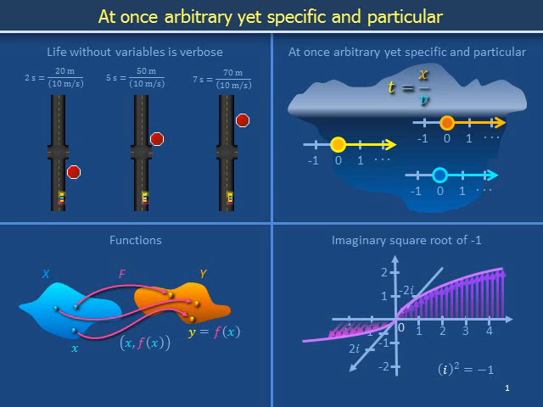By thinking about how functions can undo each other, we will get our first glimpse of the imaginary number i, the root of -1.